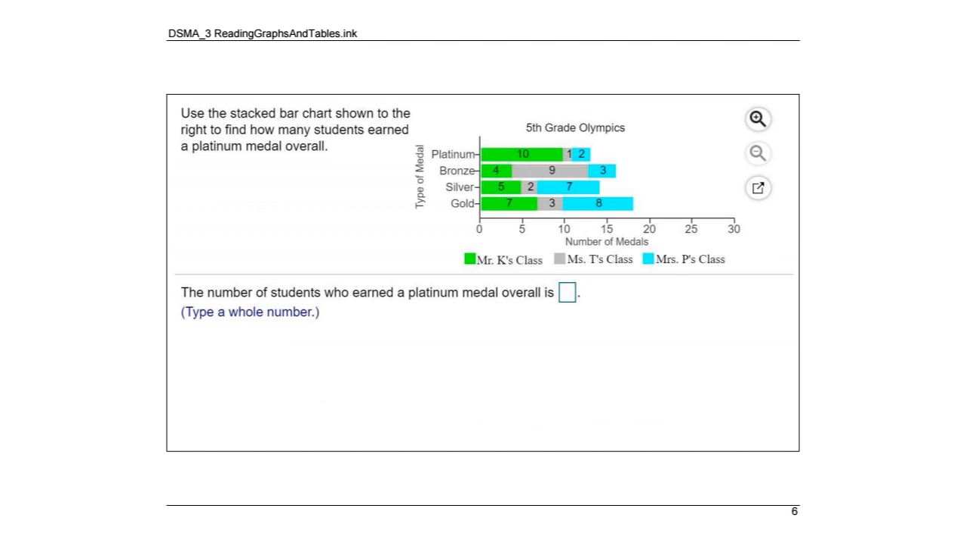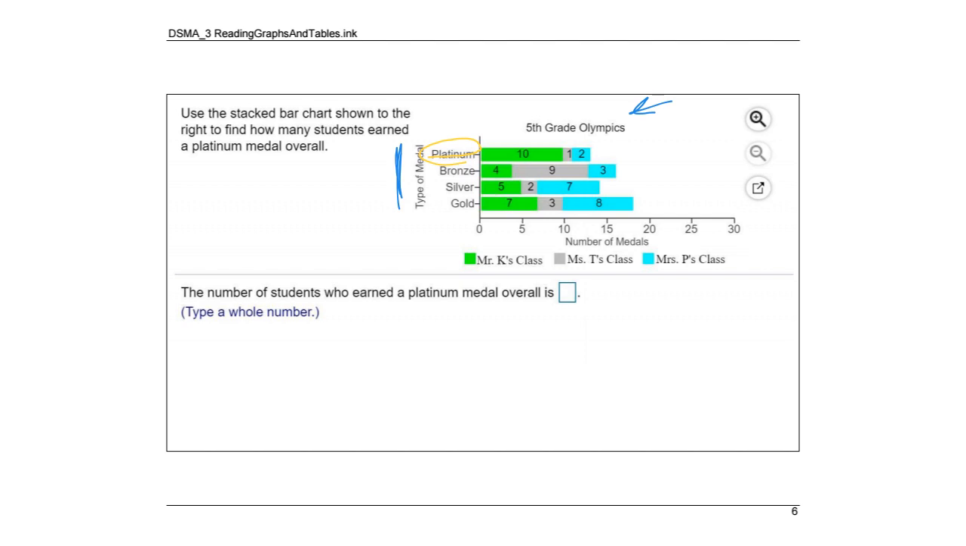All right, we have another stacked bar. This time, across the bottom on the x-axis is the number of medals. This is a 5th grade Olympics. That's what the title up here says. We have the green is Mr. K's class, the gray is Miss T's class, the blue is Mrs. P's class. Okay, along the vertical axis here is the type of medal. So we get gold medals, silver medals, bronze medals, platinum medals, and then the data is inside of these stacked bars.